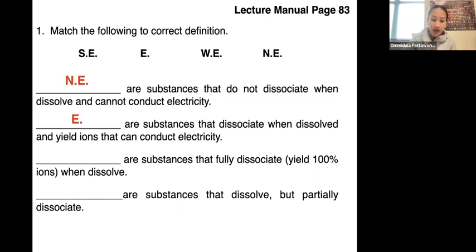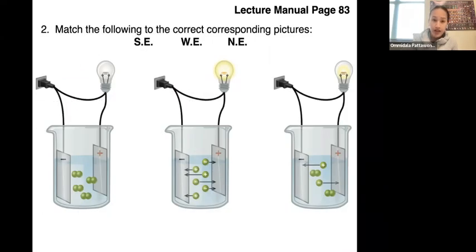An electrolyte can be broken down into two groups. The first one is strong electrolytes. Strong electrolytes are substances that fully dissociate, which means that when they dissolve in water, they are going to dissociate to yield 100% of ions. And weak electrolytes are substances that, when they dissolve in water, are only partially dissociated into ions. So that means it's going to yield less than 100% of ions. Here is the picture that is going to demonstrate the differences between strong electrolyte, weak electrolyte, and non-electrolyte.